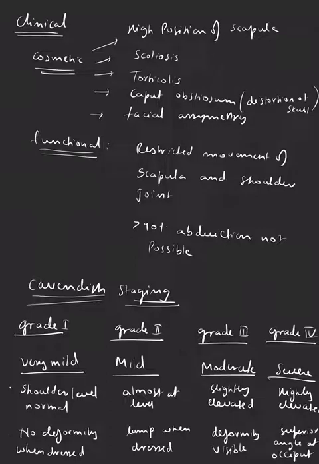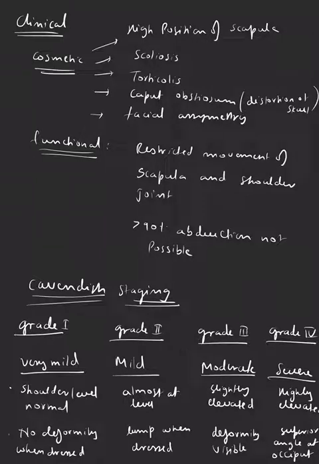Okay, so if you take grade 1 or very mild condition, the shoulder level is normal. When we compare it with the opposite side, or the normal shoulder, the shoulder levels are usually normal, and no deformity is seen when the person is dressed. When the person wears a shirt or something, if you look at the scapula from behind, you cannot find any deformity, and the shoulders are at the same level. So we can grade this as a very mild condition.